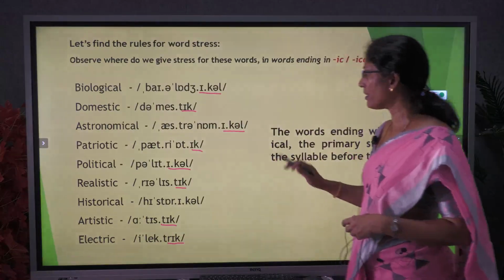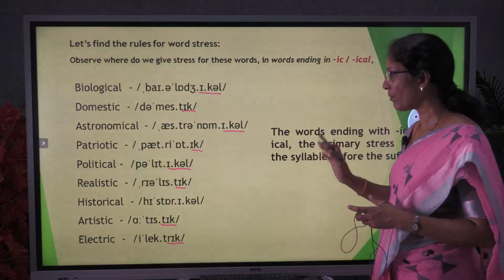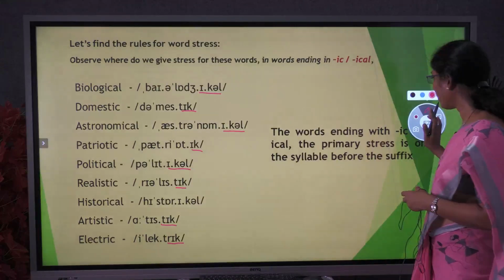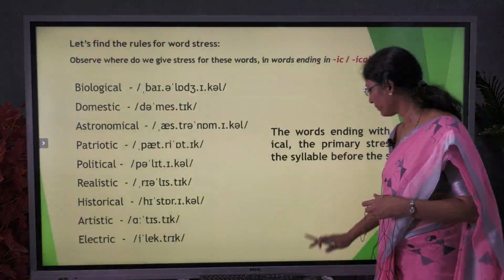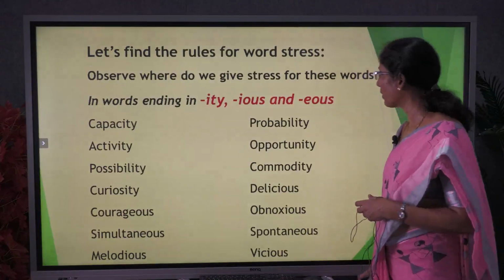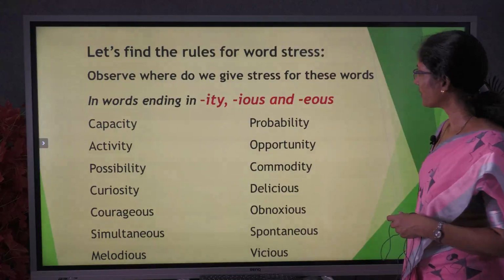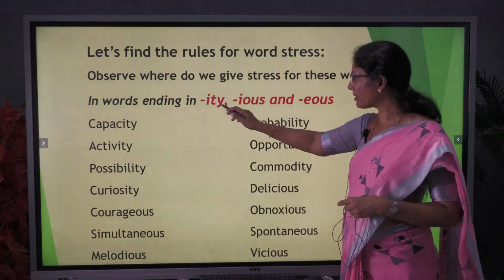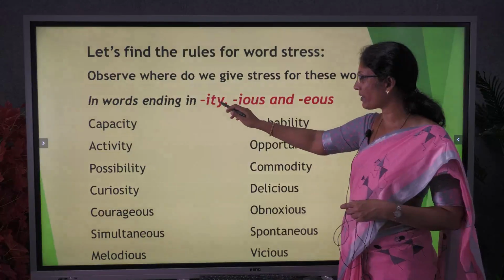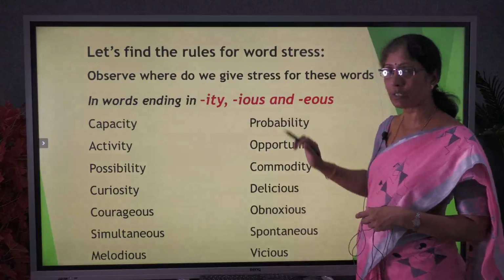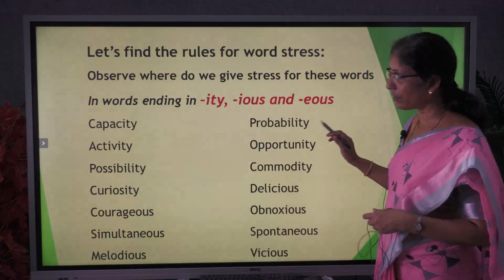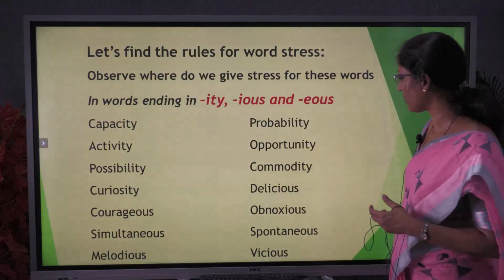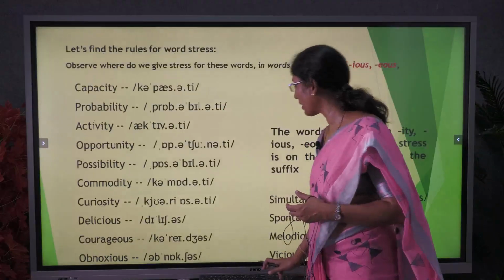Did you identify whether it is IC or ICAL? The syllable before the suffix is receiving stress. So this is the rule for IC and ICAL. Then look at the next one, ITY, IOUS and EOUS. Here the suffix also has two syllables. But even though, the syllable before the suffix will receive the stress. Now let us see this slide, it will be clear.